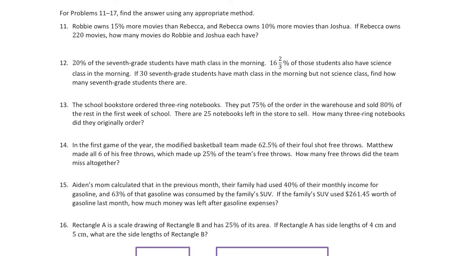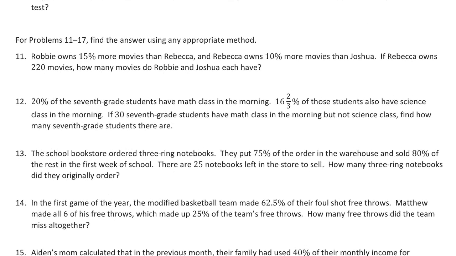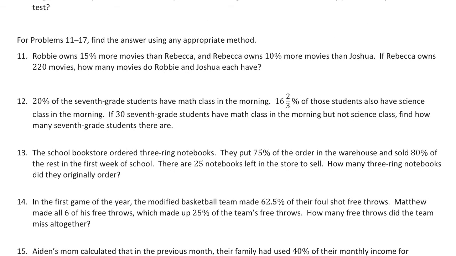Okay, on 11 through 17, it says use an appropriate strategy. So number 11, Robbie owns 15% more movies than Rebecca. Rebecca owns 10% more movies than Joshua. Rebecca owns 220 movies. How many movies do Robbie and Joshua have each? So Rebecca has 220.